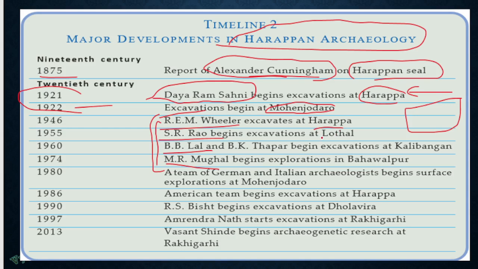Like here is Harappa, here is Lothal, here is Kalibangan. As I told you, if you had made a column against Kalibangan, you can write this person's name. Against Lothal, you can write this person's name. Against Bhavalpur, you can write this person's name. Like that, you have to make notes.